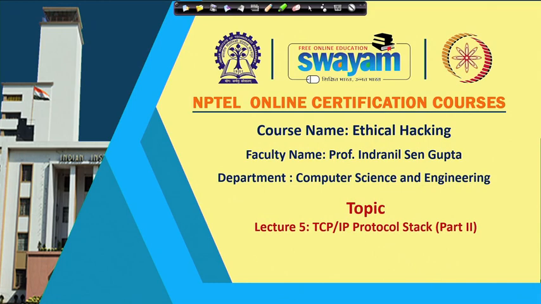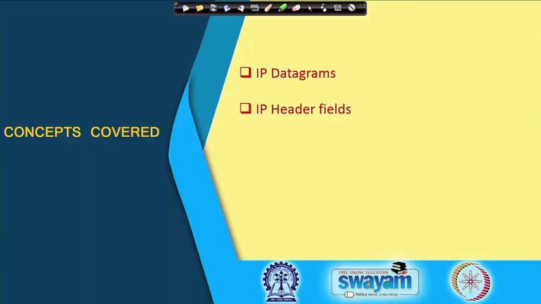So, we continue with our discussion on the TCP/IP protocol stack. This is the second part of the lecture on TCP/IP protocol stack. Recall in our previous lecture we talked about the overall TCP/IP protocol stack architecture, what are the different family members in the TCP/IP, notably TCP, UDP and IP. Now, in this lecture we shall specifically be looking at some details about the IP packets, the IP formats, the IP header fields and so on.